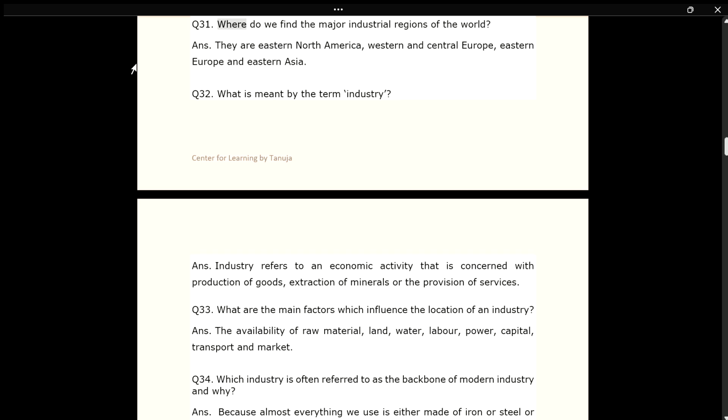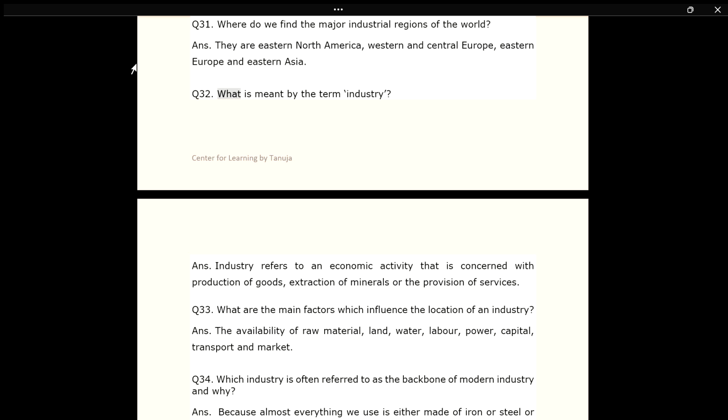Q31. Where do we find the major industrial regions of the world? Ans. They are Eastern North America, Western and Central Europe, Eastern Europe and Eastern Asia.